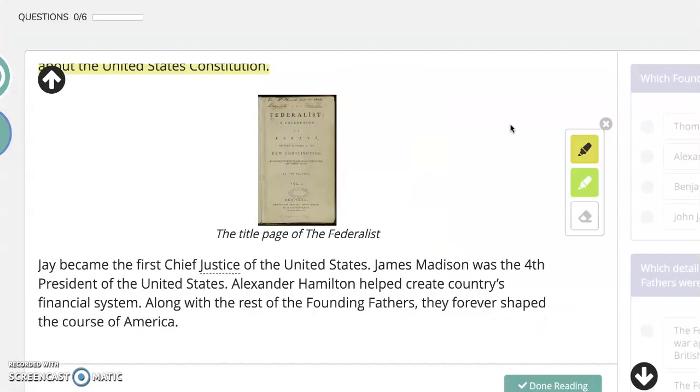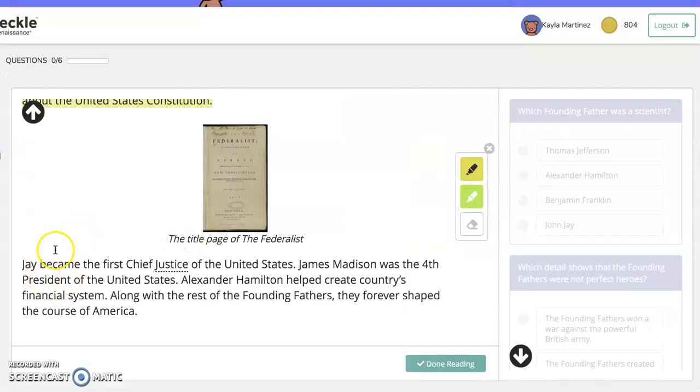Okay. Jay became the first Chief Justice of the United States, and that is somebody who is with the courts, making sure that people are doing the right thing, things like that. James Madison was the fourth president of the United States. So 4 out of these 7 founding fathers were presidents. They ended up being presidents of the United States. So that's a big amount. 4 of them were presidents.